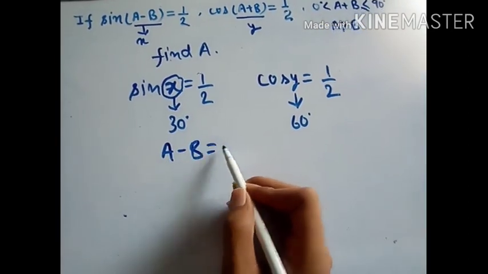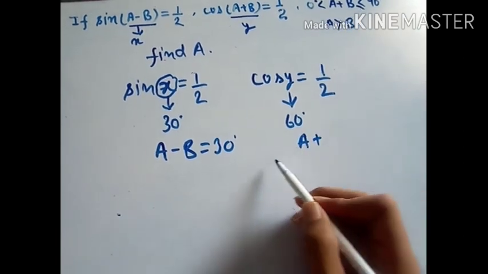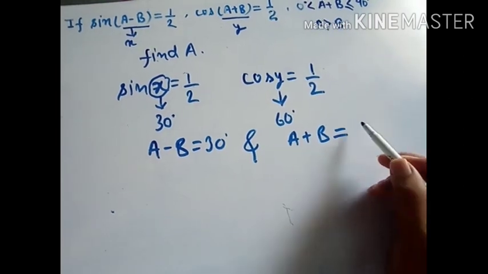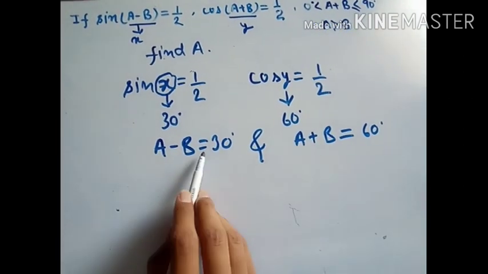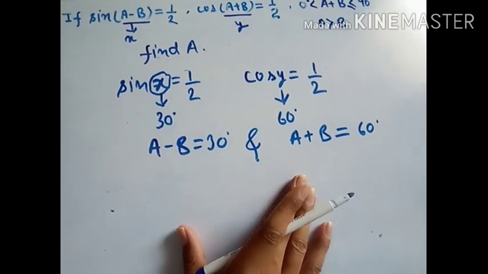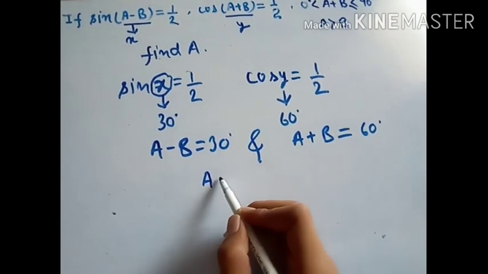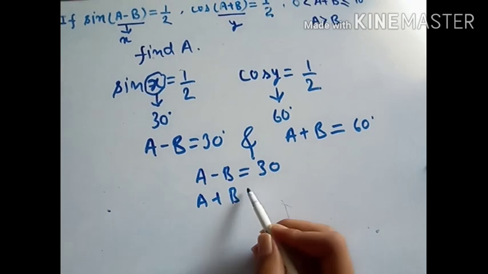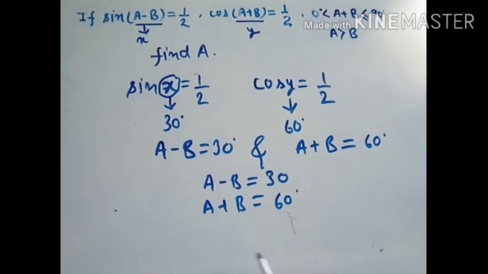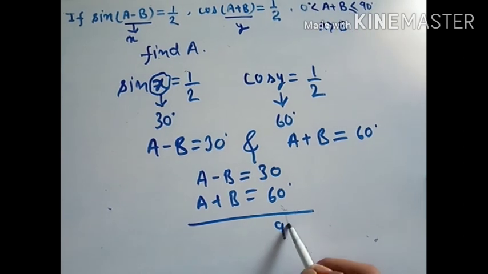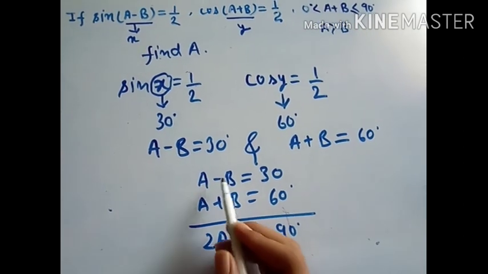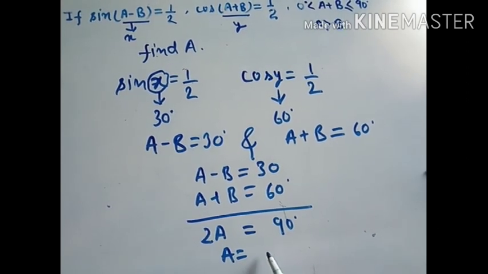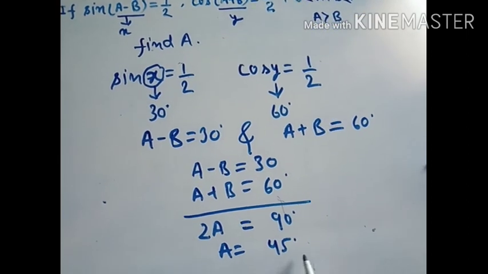As you get this, let's put it. A minus b is equal to 30 degree and a plus b is equal to how much? Yes, 60 degree. So now you have two equations and two unknowns. Now you can solve it. Of course you can. Look, I'm adding both the equations. I'm just simply adding both the equations and it becomes 90 degree and 2a, since minus b and plus b cancel each other. So a is equal to how much? Here 45 degree. Now you got the value of a.